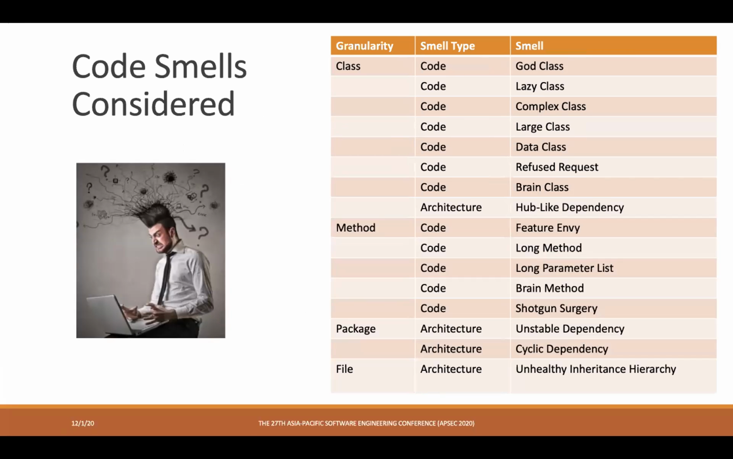The reason we selected these code smells in our study was basically twofold. One is that in most of the earlier studies, researchers used these types of code smells for getting the correlation with different types of software bugs. And the second reason was that we tried to select those common code smells and architectural smells that were proved to have some negative impact on software quality.